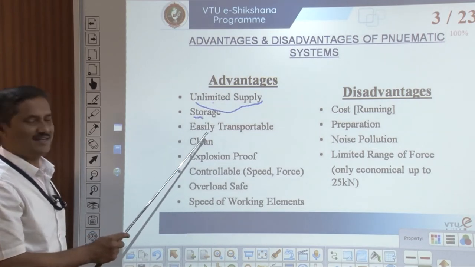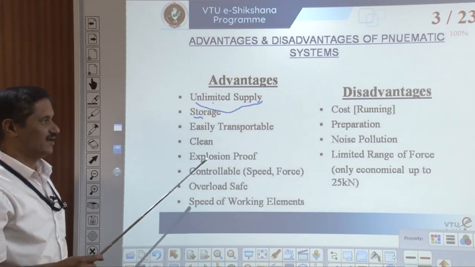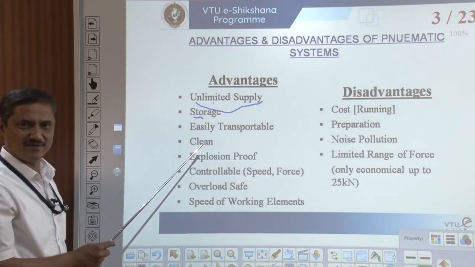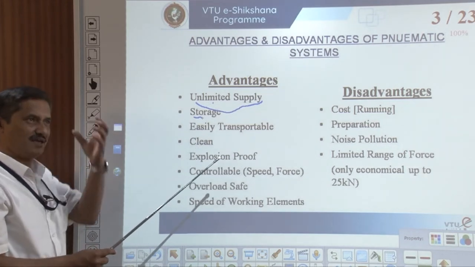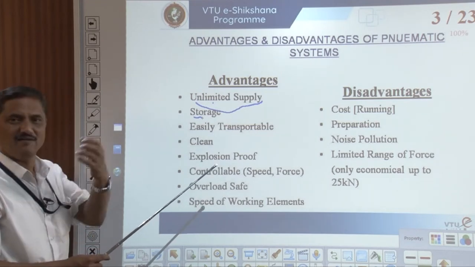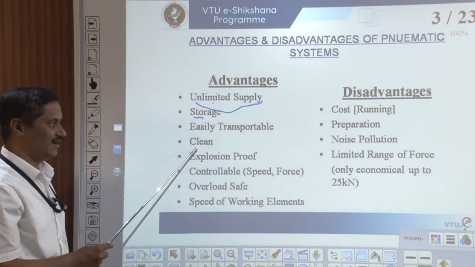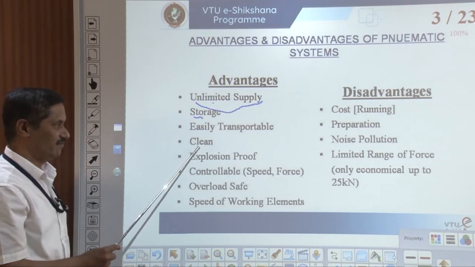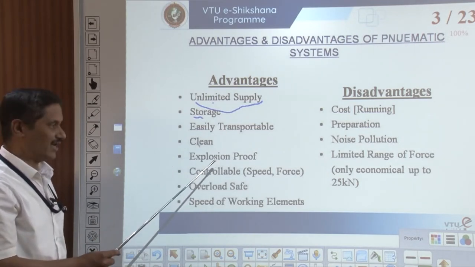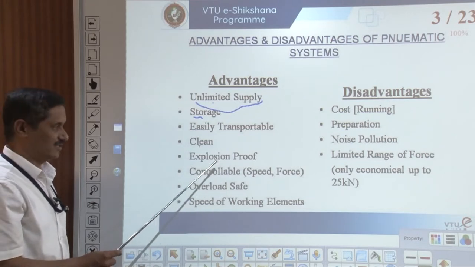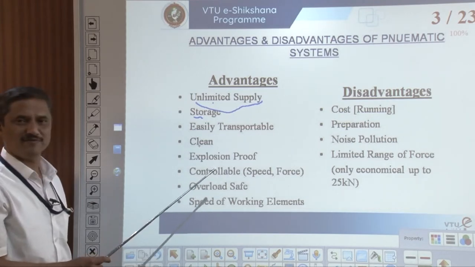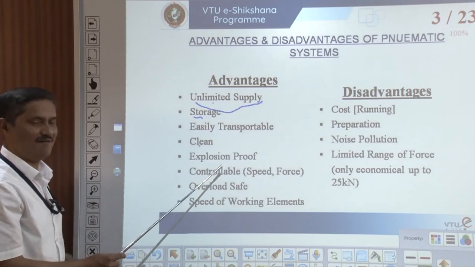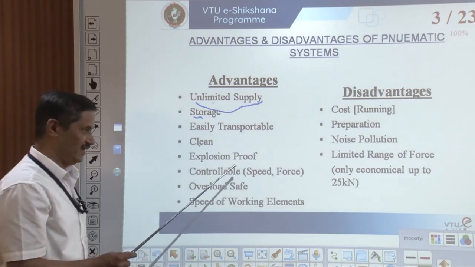It can easily be transported through pipes over longer distances in industries, and it is a clean source of energy. You can suck the air from the atmosphere, compress it and leave it back to the atmosphere, and during that process it is almost clean in nature. Also it does not explode, which is another advantage. We don't have such problems of explosions in air systems. Unless you make some mistakes, no such problems will be there.